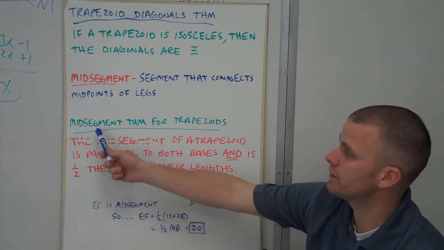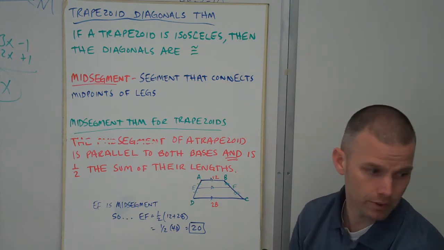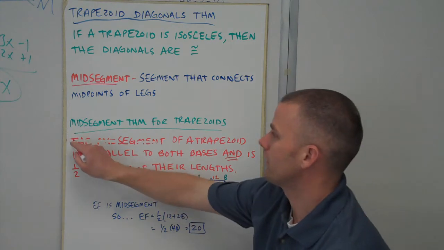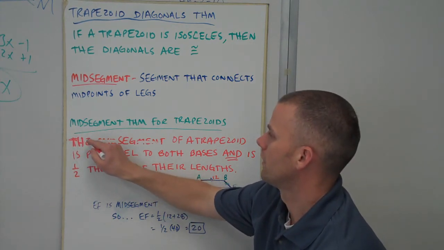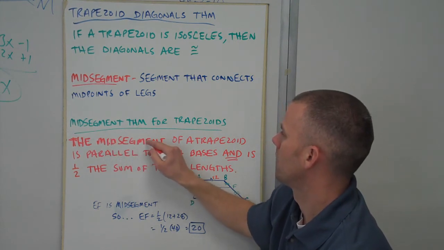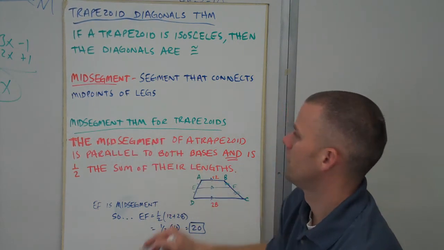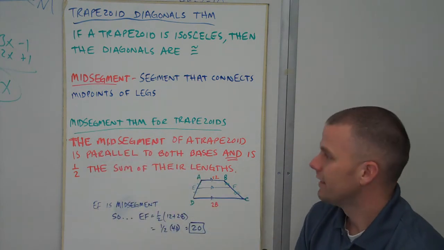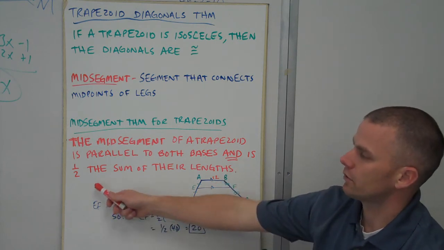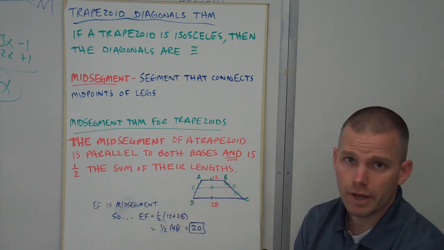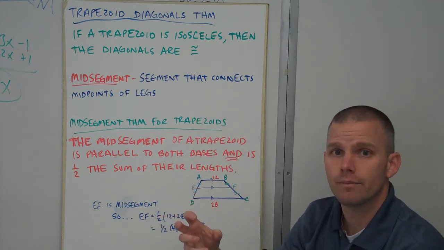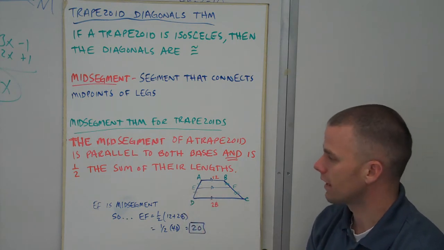Alright, which leads us to the midsegment theorem for trapezoids. The midsegment of a trapezoid is parallel to both bases, and it's also 1/2 the sum of their lengths. So if I take the length of the top base and the length of the bottom base and add that together, half of that should be the length of the midsegment.